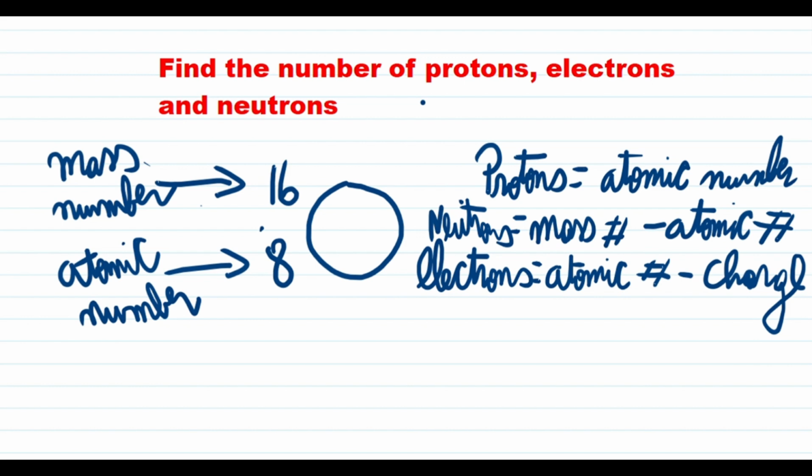In this case, it's oxygen. So what you need to do is this. The number on top is the mass number. The number on the bottom is the atomic number. And you need to know that the number of protons is equal to the atomic number. The number of neutrons is equal to the difference between the mass number and the atomic number, mass number minus atomic number, and the number of electrons is equal to the difference between the atomic number and the charge of the species, the atomic number minus the charge of the species.